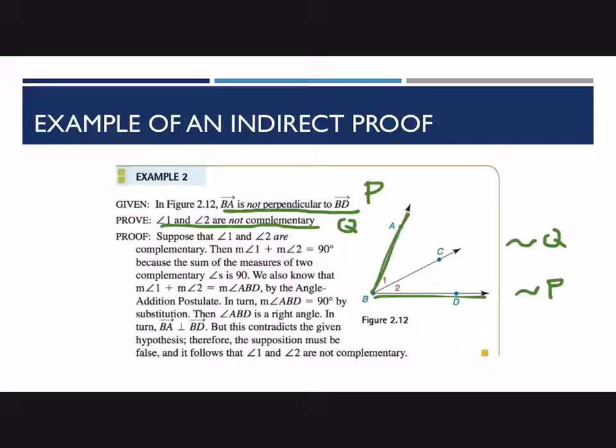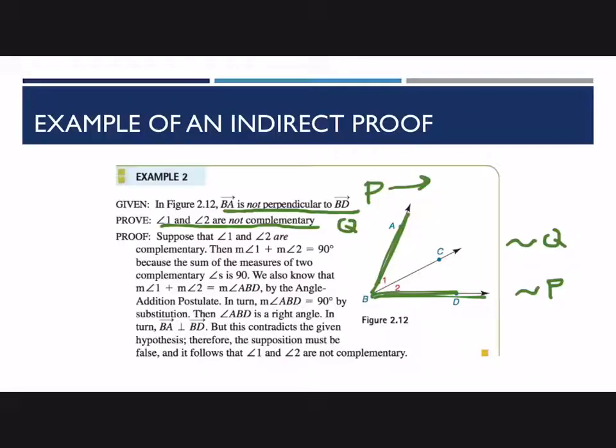A direct proof would mean just starting with the fact that these are not perpendicular and then trying to show that 1 and 2 are not complementary. If you start with the fact that they're not perpendicular, that doesn't give us much to work with because we don't have any theorems about rays that are not perpendicular. We don't have any definitions or postulates or really anything to work with. So it would be pretty hard to do this directly.